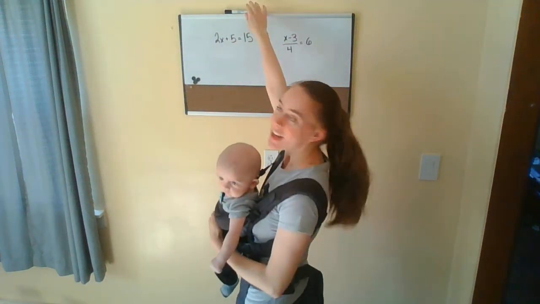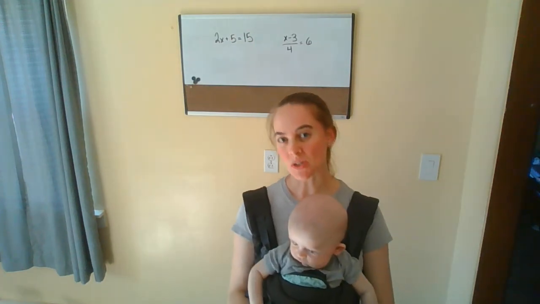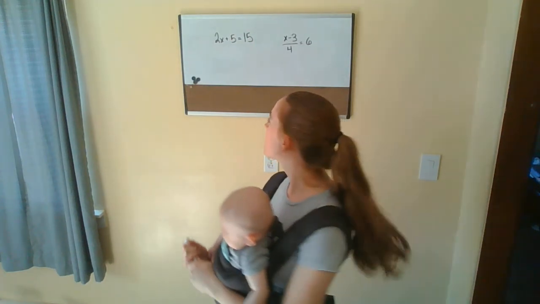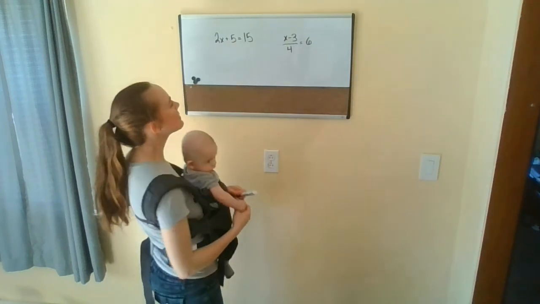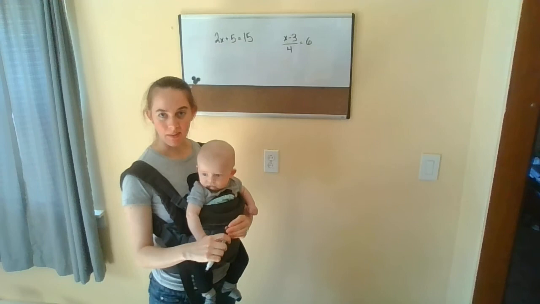All right, so let's talk about solving equations with a couple of different special scenarios that I want to make sure that I explain to you. Okay, so let's take a look at this equation here. 2x plus 5 equals 15. Fairly typical two-step equation. We've done a lot of them like this.